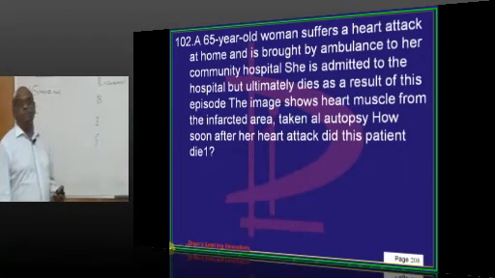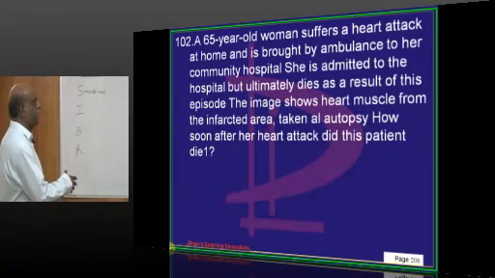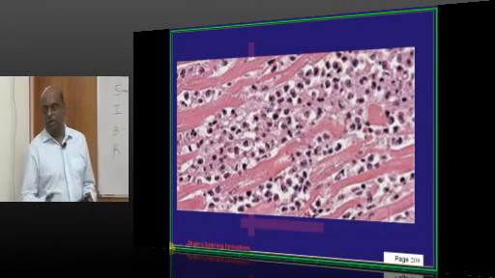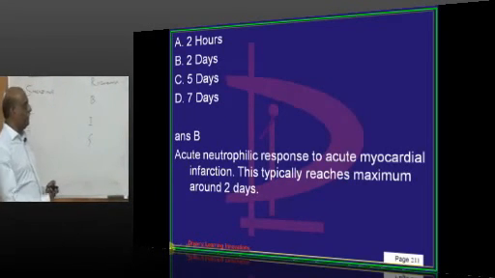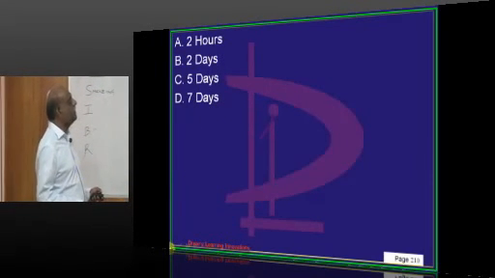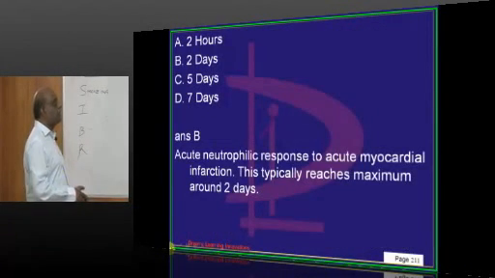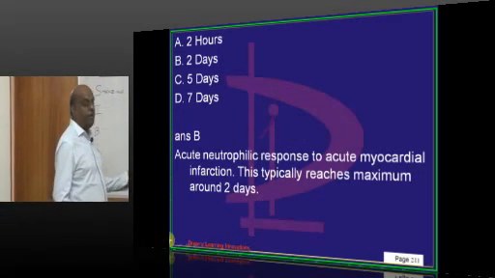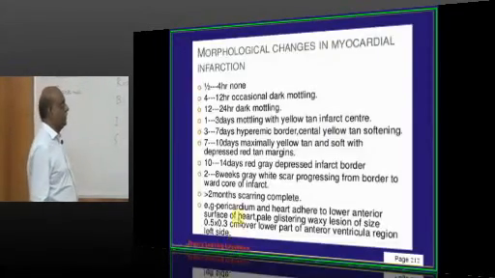A 65-year-old has a heart attack, is admitted, ultimately dies, and the heart muscle is taken from that infarcted area. So after 1 hour, this finding is found. When is this finding found? What you are seeing in this histology is neutrophilic infiltration. The acute neutrophilic response to acute myocardial infarction takes a maximal period of around 2 days to happen. That is what the examiner wants to know from you.